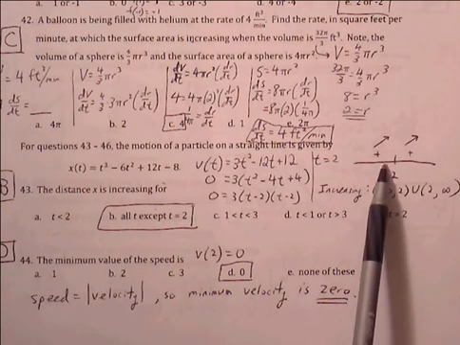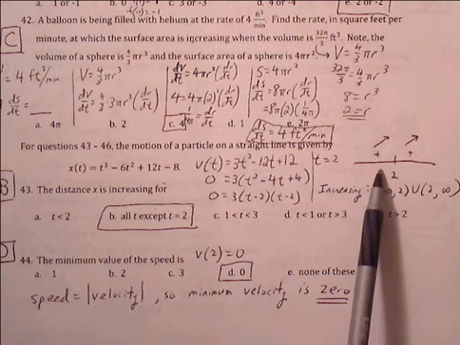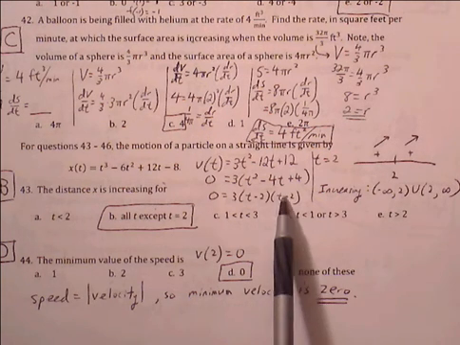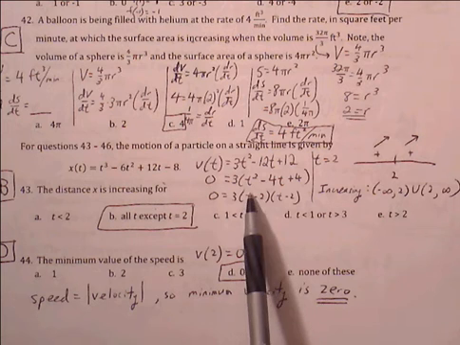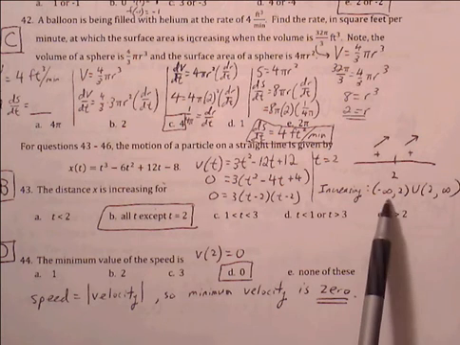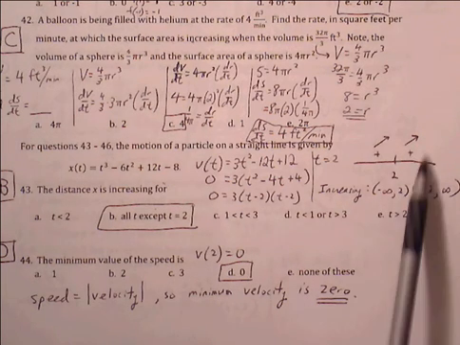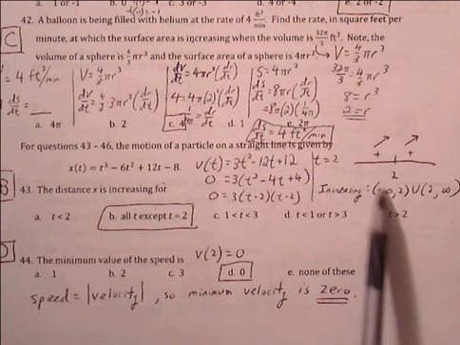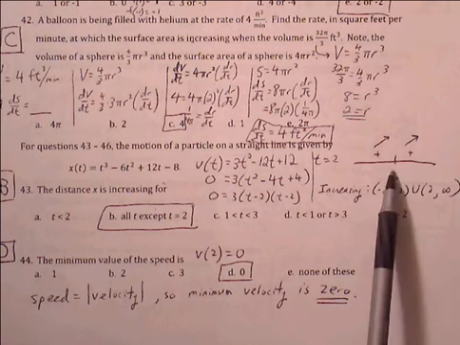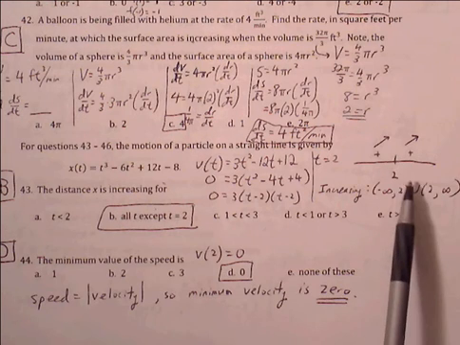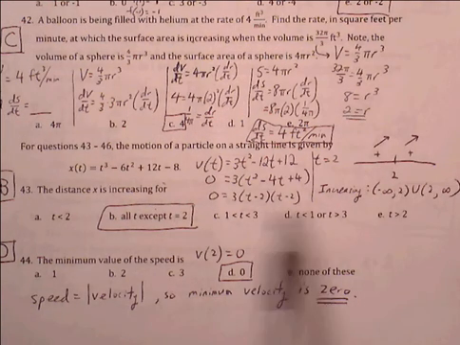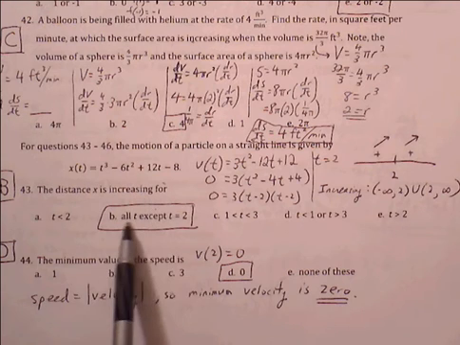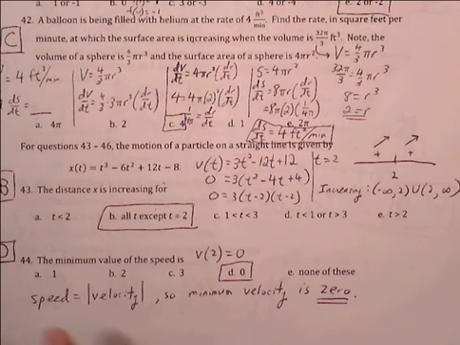And then we can test on either side of 2. If we plug 1 into the velocity, I get a positive value. If I plug 3 into the velocity, I also get positive. So this particle is going to be increasing, or moving to the right, from negative infinity to 2, and then from 2 to infinity. The only time where velocity is 0 is at 2. So the distance is increasing for all t except t equals 2.